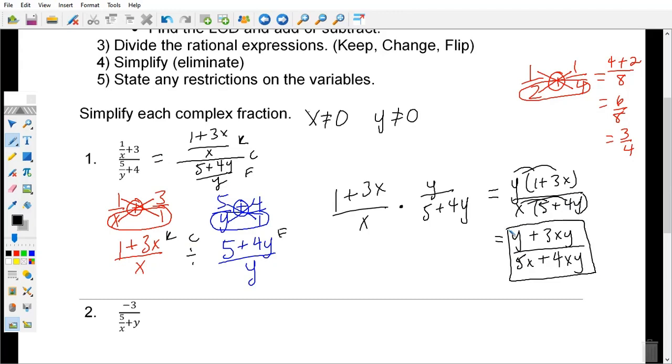Okay, from here, we also realize that there's another restriction on our domain. And that's right here. We already know x can't equal 0, but what happens to this guy? 5 plus 4y. So y cannot also equal negative 4 over 5. It's a y. It's 5 plus 4y.